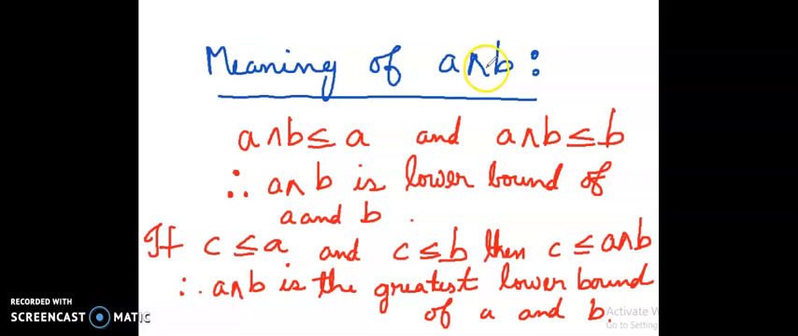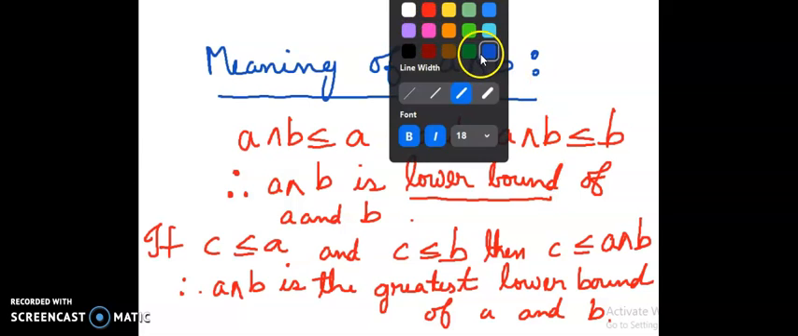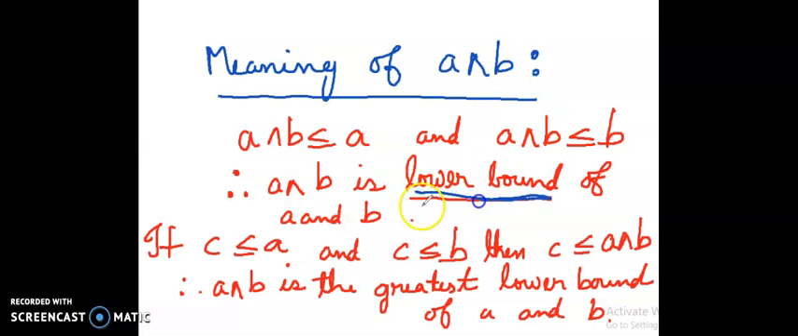Meaning of A AND B. A AND B will always be less than or equal to A, and less than or equal to B, because A AND B is the lower bound of A and B. If C is less than or equal to A and C is less than or equal to B, then C is a lower bound, but C is less than or equal to A AND B. That means A AND B is the greatest lower bound. You should be able to understand this, as we will be applying this in the problems.